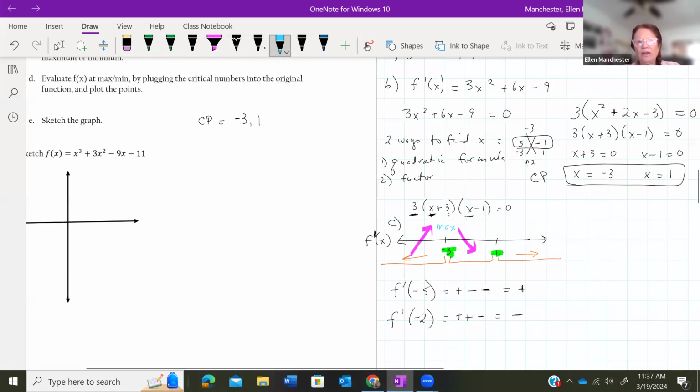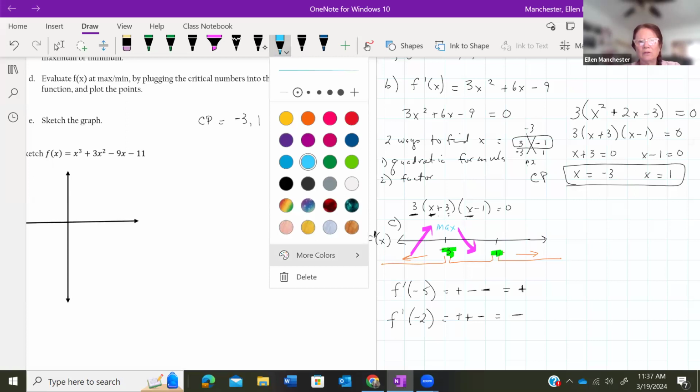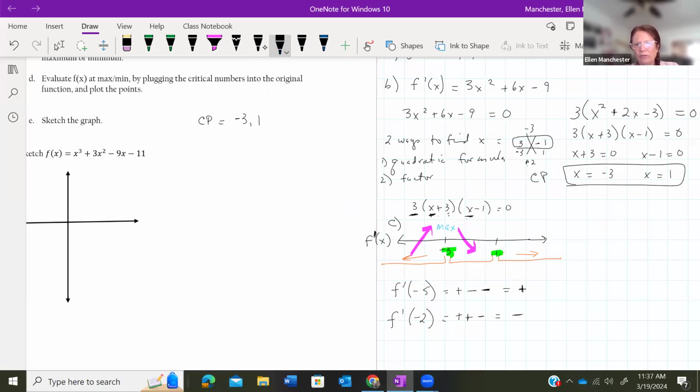All right, now let's try the last interval. Someone give me a value greater than 1.